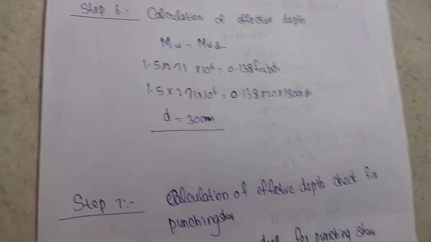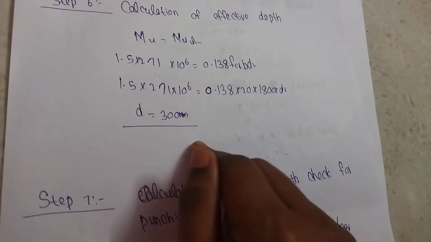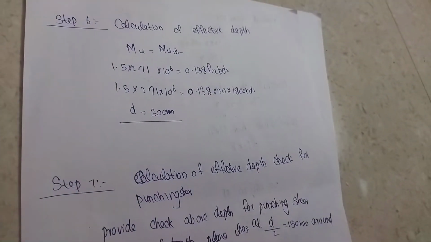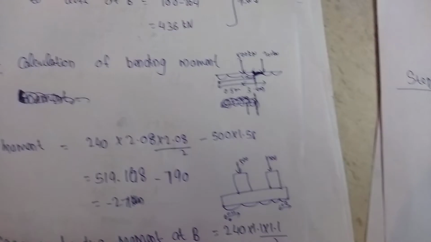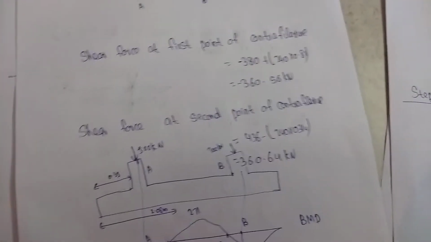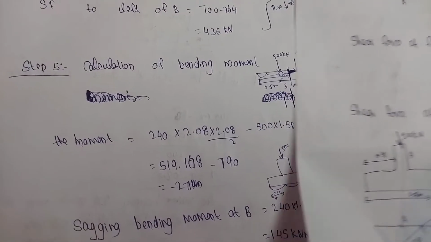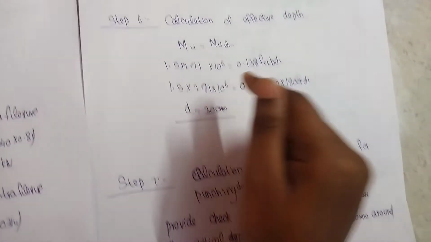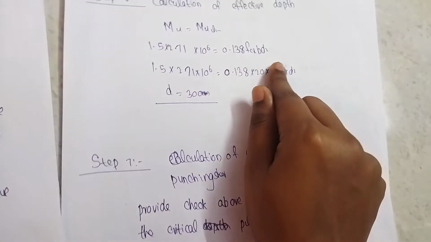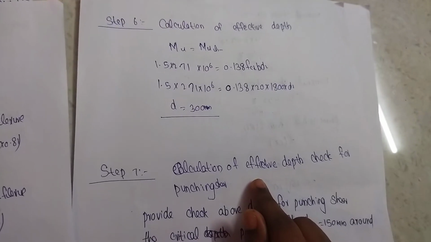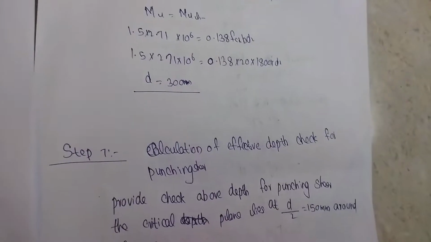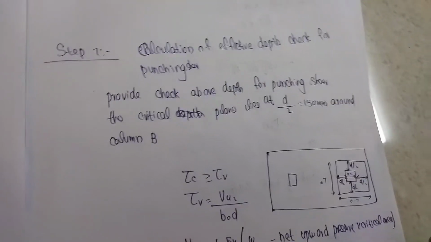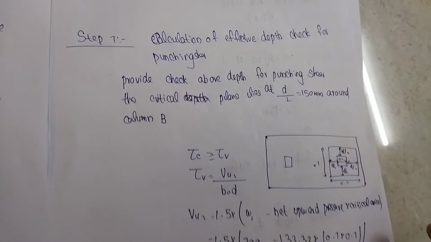Then step 6, calculation of effective depth, Mu equal to Mu limit. We get a moment, that is this 271 kilonewton meter. Provide that into Mu by multiplying with 1.5, and we know the equation 0.138 fck b d square. So calculate the effective depth by using this equation. Then after that we want to check the effective depth for punching shear.